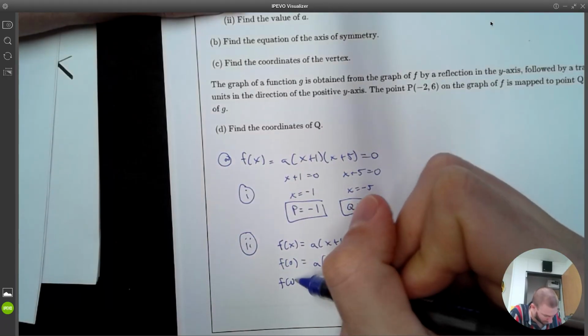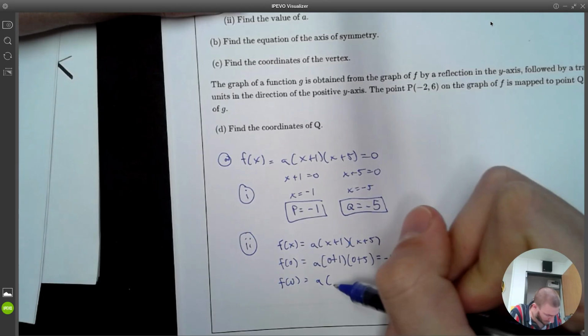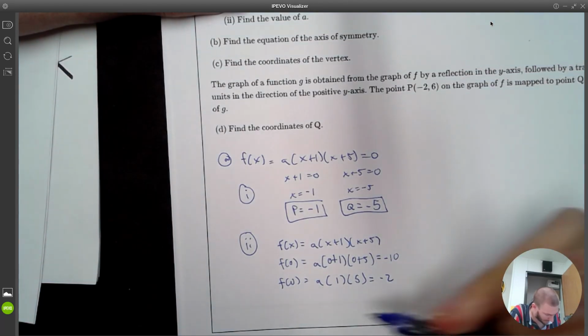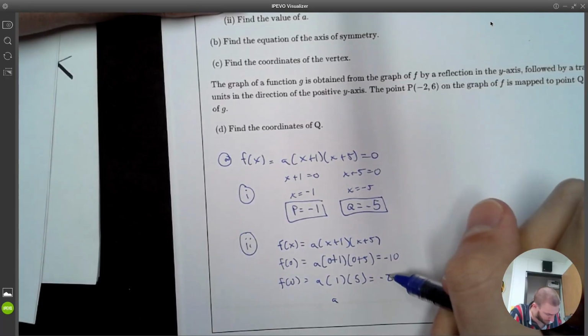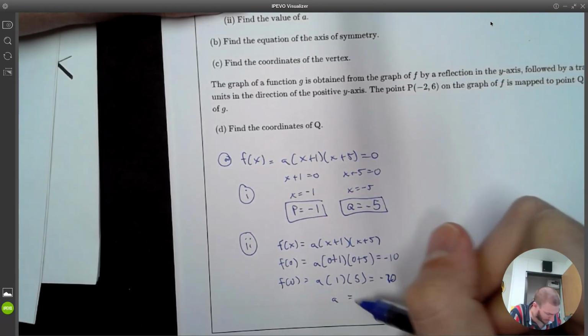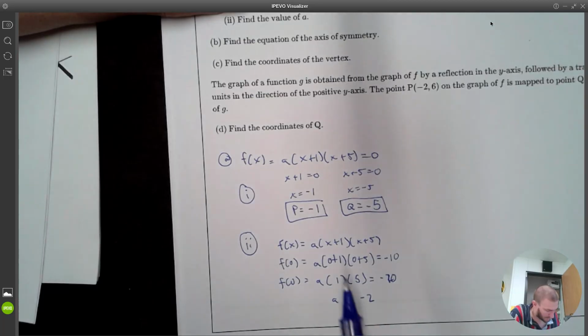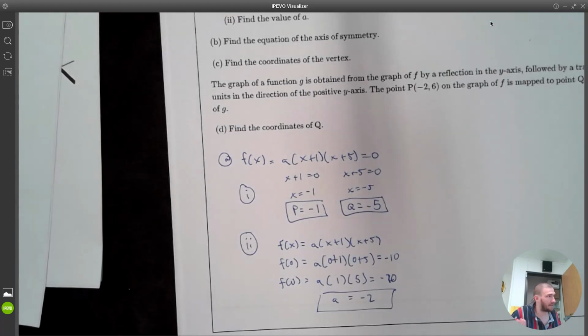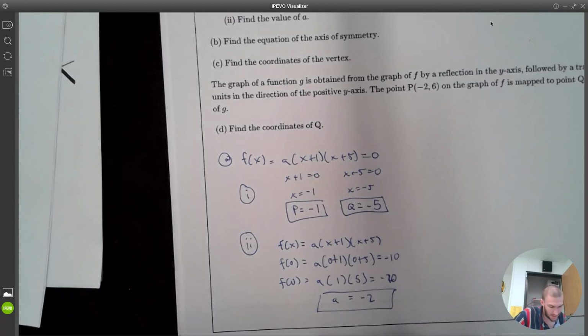That's going to be f of 0 is equal to a times 1 times 5, equal to negative 10. And so pretty obviously, thinking and writing at the same time, a is equal to negative 2. That way negative 2 times 1 times 5 is going to be negative 10. Everybody's going to win. Nice. So now I've kind of figured out, it seems to be the entire equation.